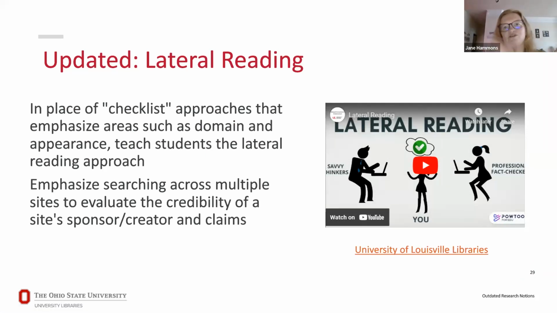So thinking about source evaluation, and thinking about using domain, using appearance, and using the about us checklist approach to evaluation. The alternate approach that I am recommending, and that many other folks recommend now as well, is moving away from the CRAP test, moving away from checklists, and really highlighting this idea of lateral reading.